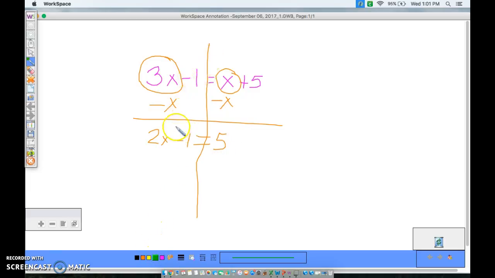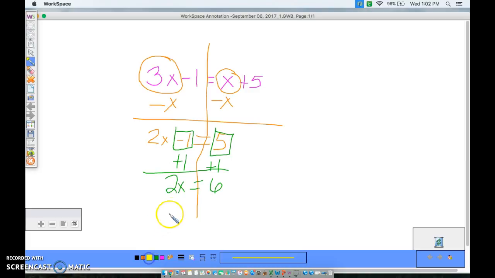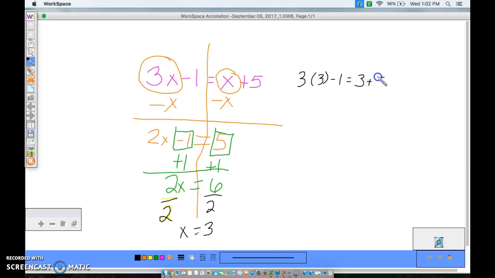I'm not done yet because I want my constants together on the same side. That's minus 1, so I'm going to add 1 to both sides, and I get that 2x equals 6. And now I still have to divide both sides by my coefficient, giving me x equals 3. Just like before, we're going to check our work. 3 times 3 minus 1 is equal to 3 plus 5. 3 times 3 is 9. 9 minus 1 is 8. So I have done my work correctly.